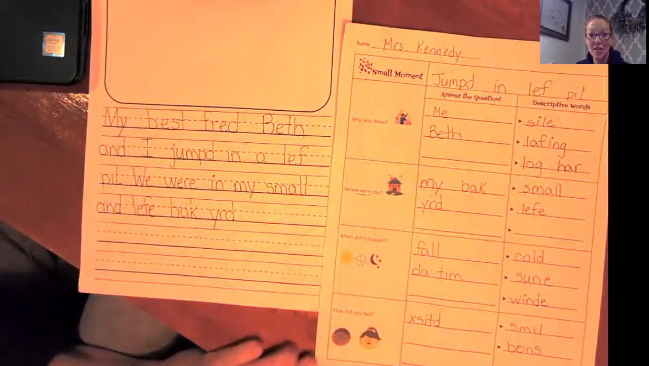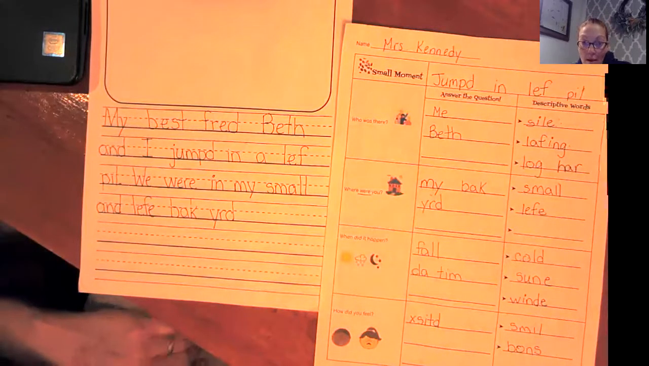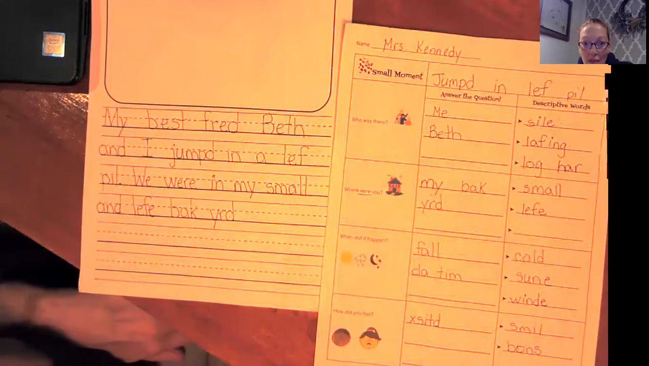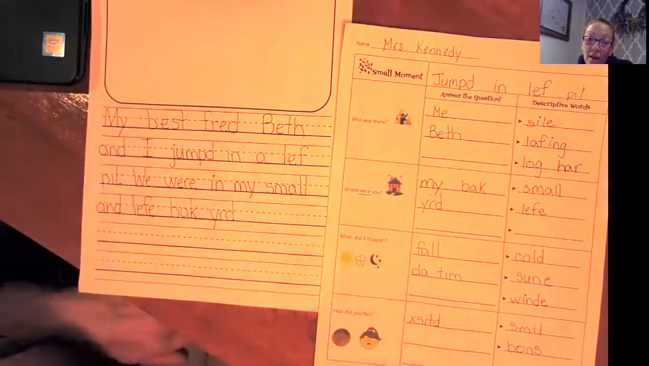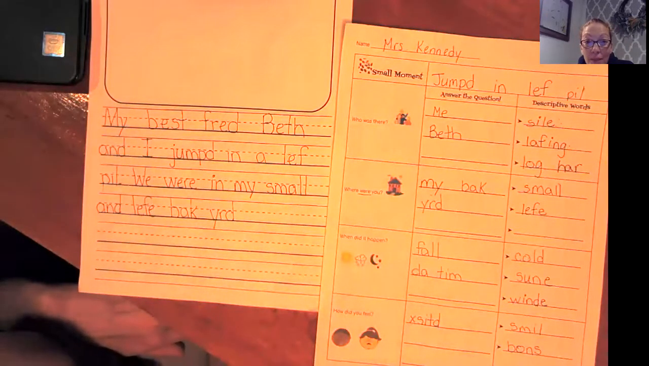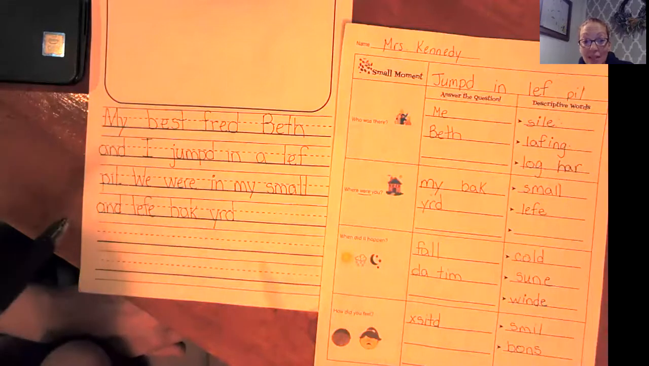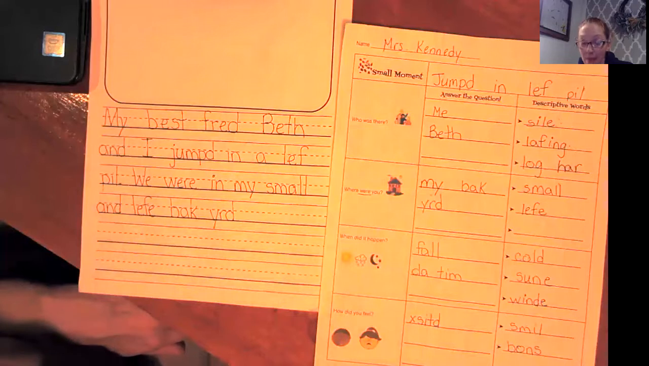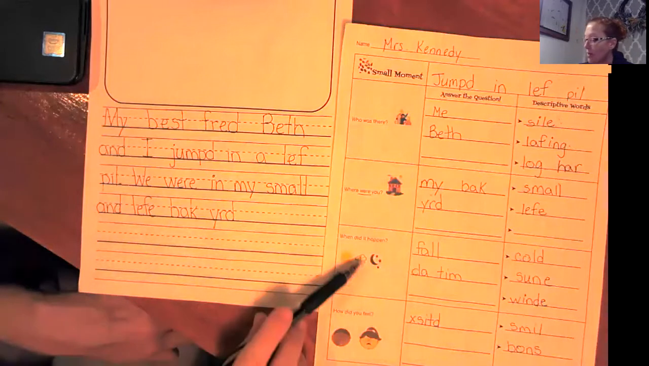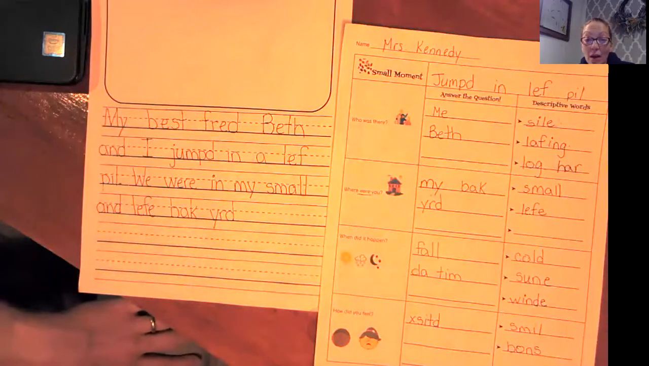Tomorrow, we're going to continue adding more about our small moment. Because right now, I just told you who was there and where we were. I didn't break it down into teeny tiny moments yet. All right. So tomorrow, we are going to continue on with a new piece of paper, right? We're going to start with a new page to finish up our story, or at least get a good start on it. We'll see how far we get tomorrow.